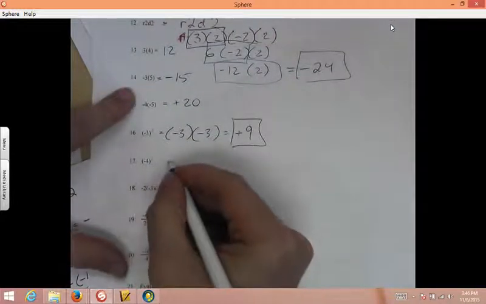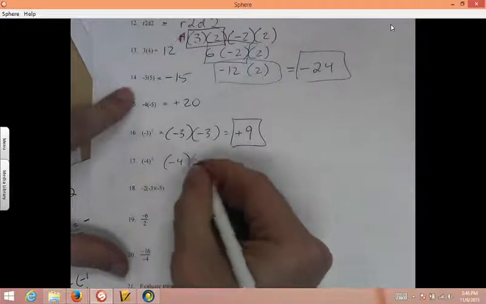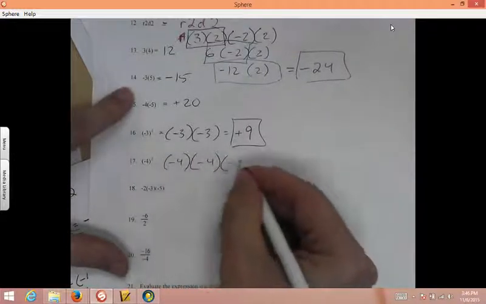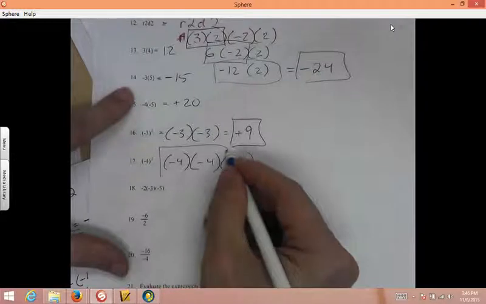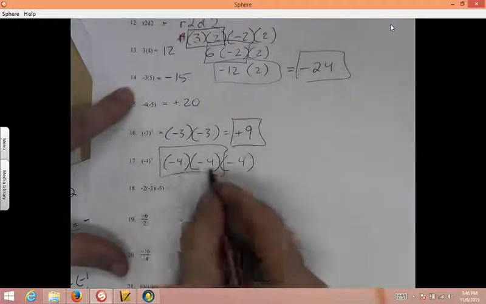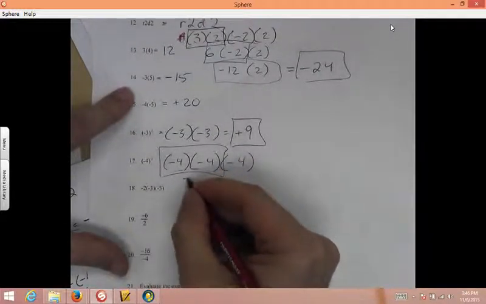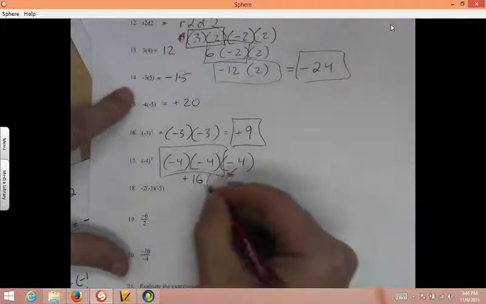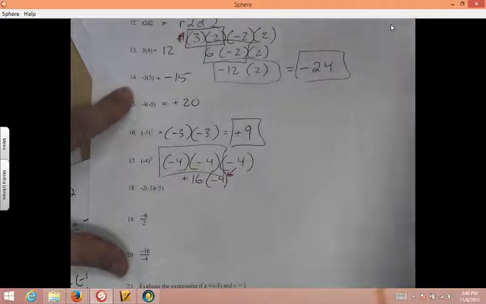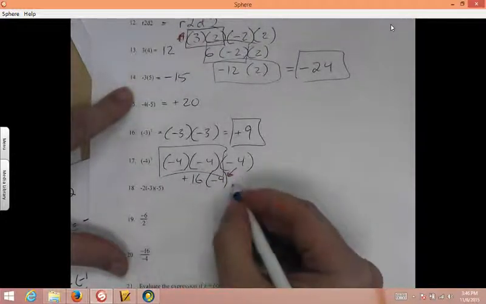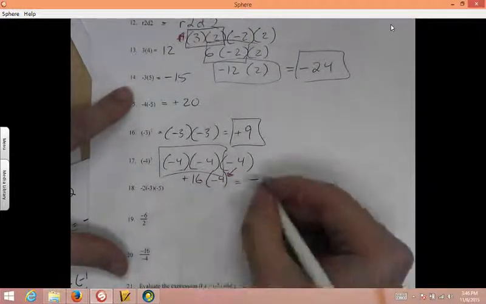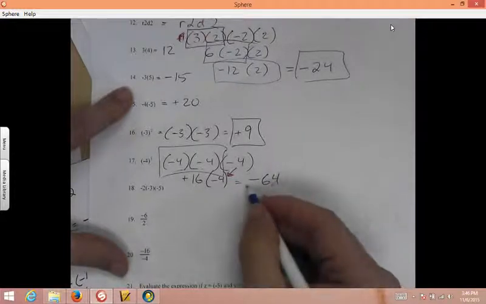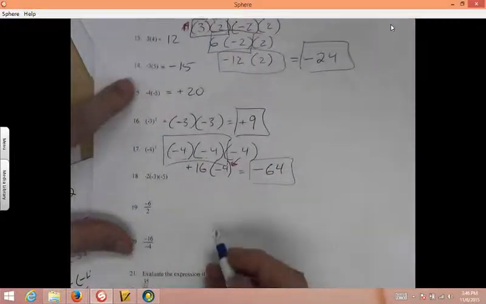Right here, I've got -4 times -4 times -4. Well, remember, you do them two at a time, so just doing these first two. Signs are the same, so the answer is positive, and 4 times 4 is 16, so now I've got that times this last -4. And right here, signs are different, so the answer is going to be negative, and 16 times 4 is going to be 64. This one was straight out of your homework.